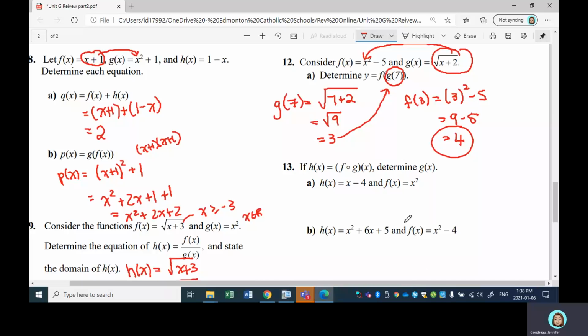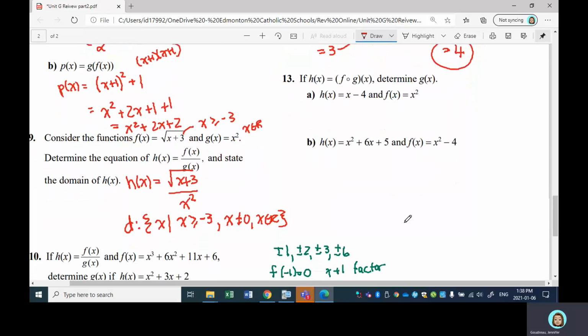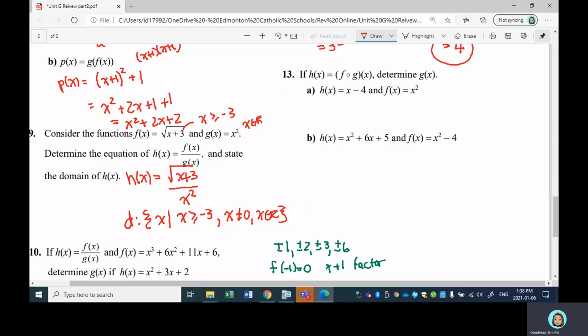And then finally, question 13. If h at x is f at g at x, again, open circle means composite function, determine g at x. So again, here is where we have the composite function. We have the outside function, we need to figure out what the inside function is. So f at g at x is giving us h at x.